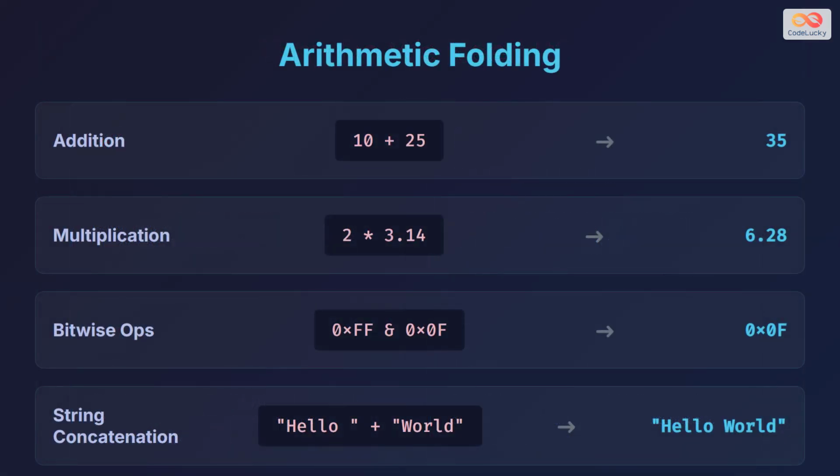This works for various types of arithmetic. Simple addition, like 10 plus 25, becomes 35. Multiplication, like 2 times pi, is pre-calculated. Even operations like bitwise AND or combining two constant strings can be folded into a single result by the compiler.